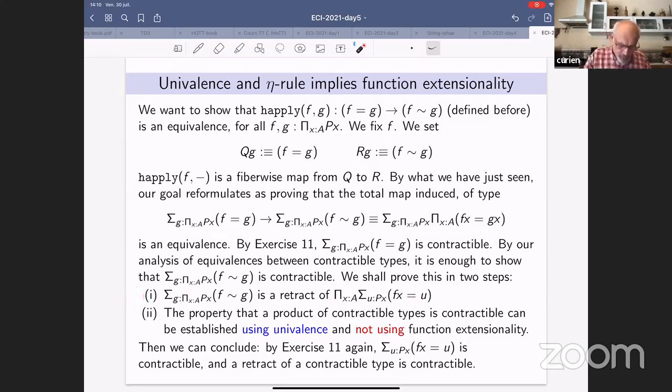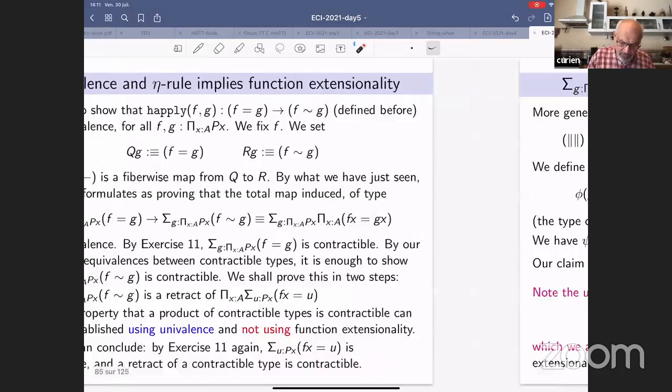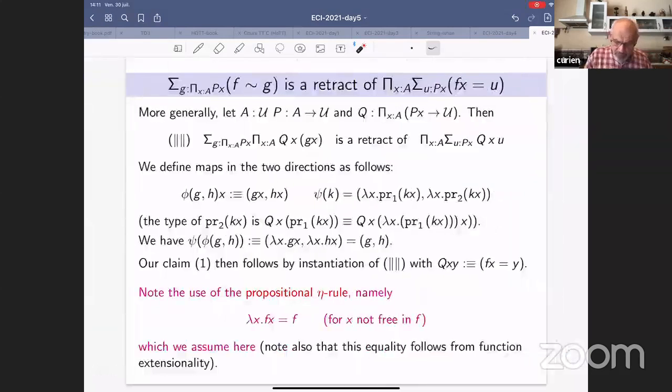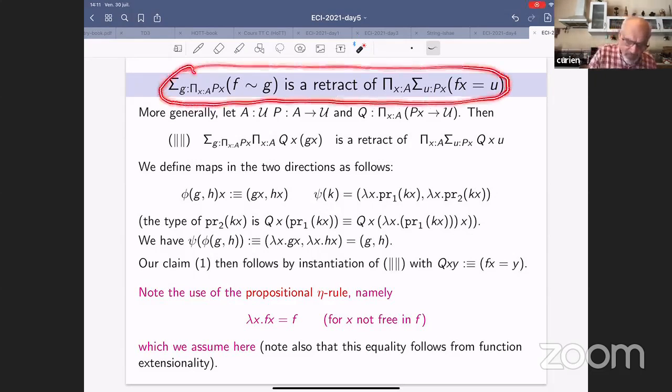And property 2 is to prove the closure of contractible types under products without using functional extensionality, but using univalence. So I will sketch only the 1 because it's not difficult, and I will concentrate on the 2. So next slide is about the 1. Okay, so I repeated the 1 here in the title of the slide. So we want to prove this.